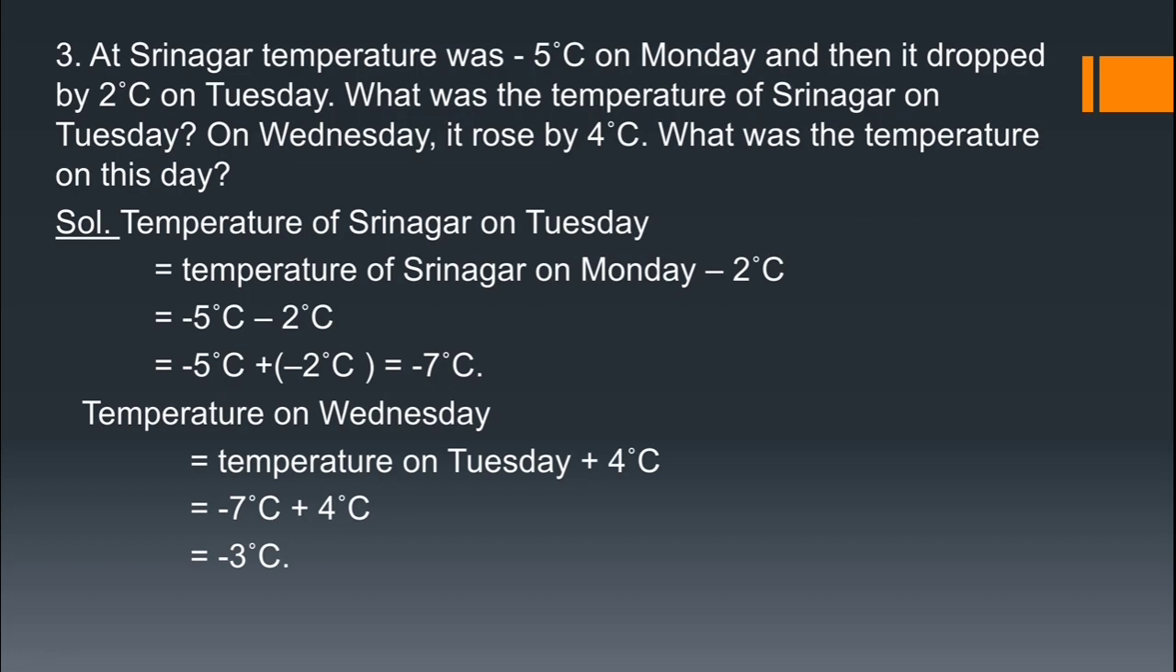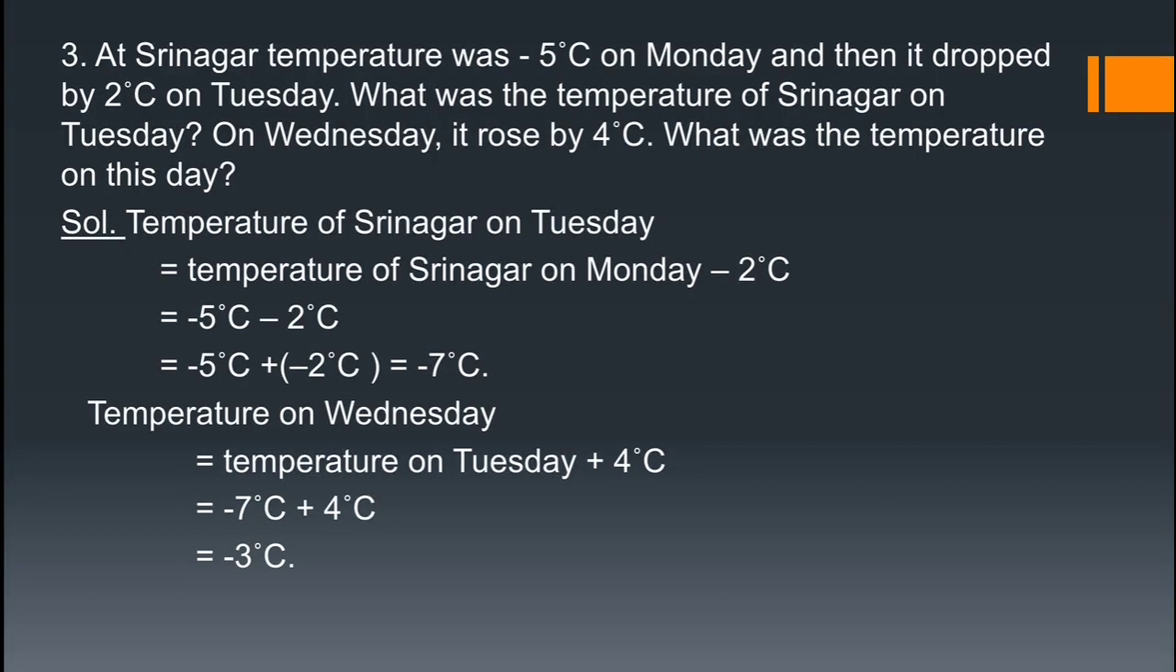Again you see that we are adding two integers having negative and positive sign. It means we are adding two integers having opposite sign. So we just take the difference of these values. We subtract 4 from 7. It comes out to be 3 degrees centigrade, and the sign will be the same as the larger value has. Out of minus 7 degrees centigrade and 4 degrees centigrade, 7 is the larger value and has a negative sign. So our result of 3 degrees centigrade will also have a negative sign. Hence we can say that the temperature on Wednesday is equal to minus 3 degrees centigrade.